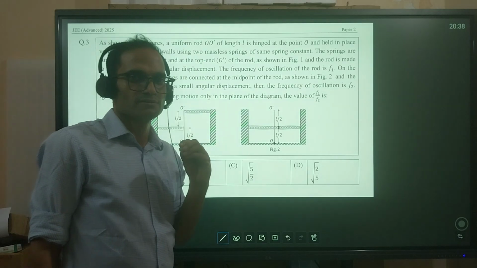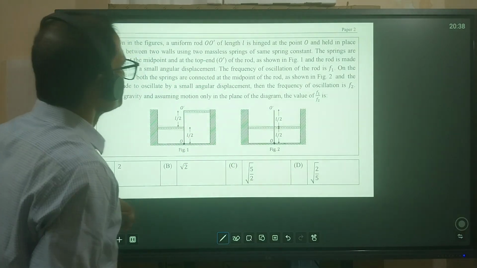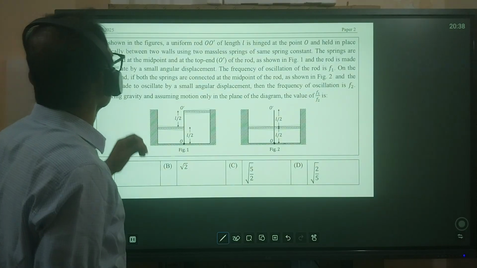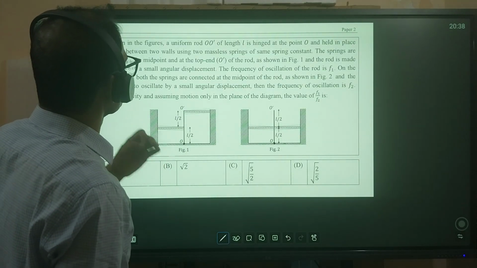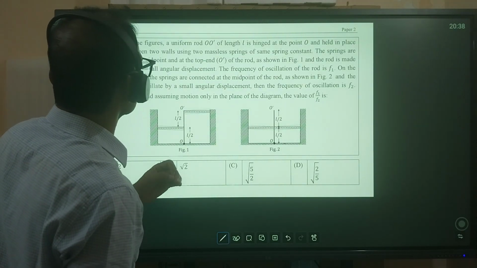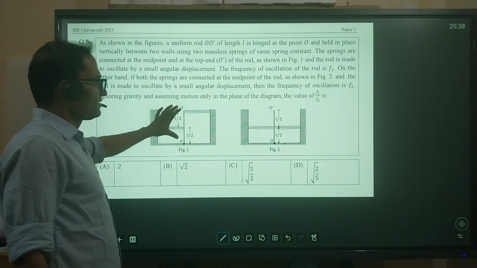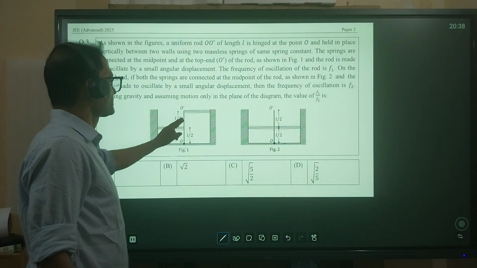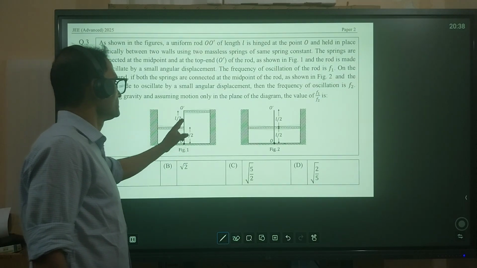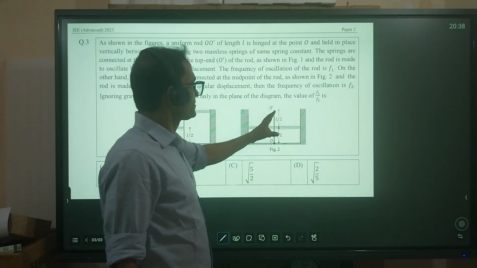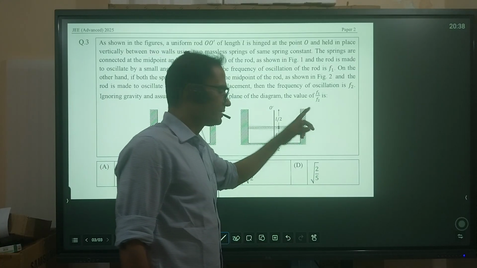Okay, similar. And the springs are connected at the midpoint and at the top end of the rod. First of all, this is the first figure. Here the springs are connected like this, one at the middle, one at the top. But in the second problem, both are at the middle.